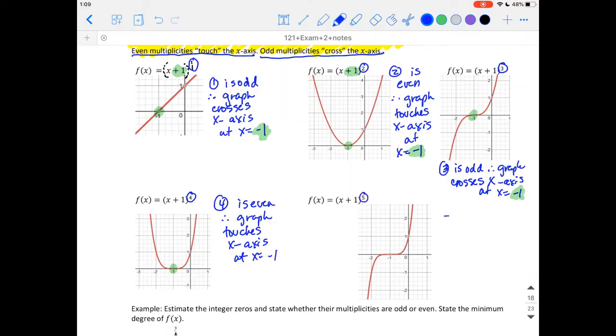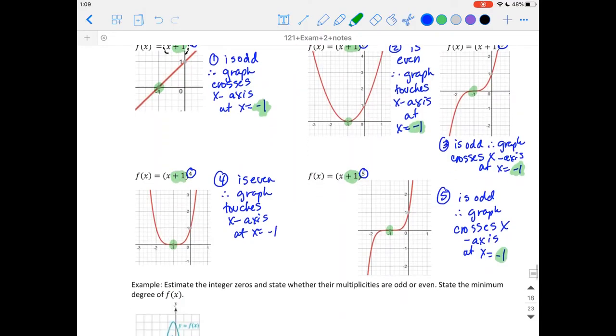And so last one here, this 5. So again, that highest power on the outside is a 5. It is odd. Therefore, the graph is going to cross the x-axis at x equal to -1. And again, that -1 is that -1. And again, they're always going to be the opposite of the factor.